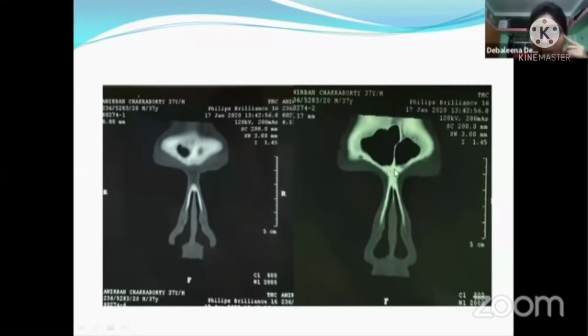Now this part in between, this thick bone that is being seen in the picture, is known as the frontal beak. This thick bone, the frontal beak, lies along the floor of the frontal sinus, anterior inferior to the floor of the frontal sinus.